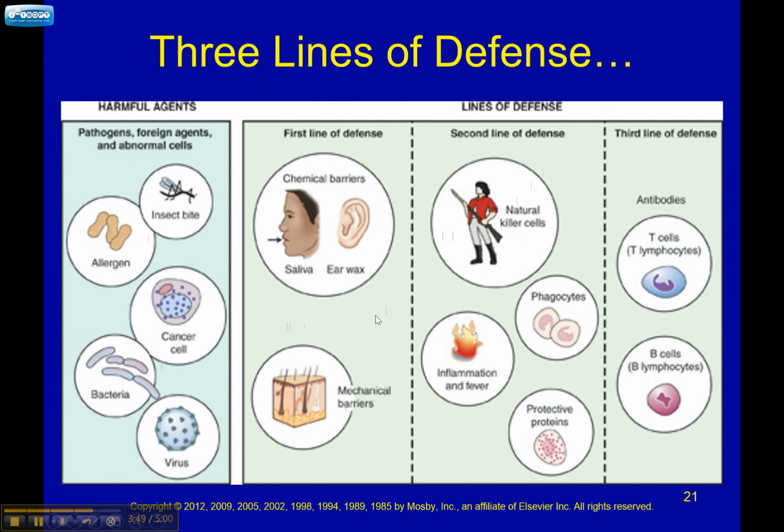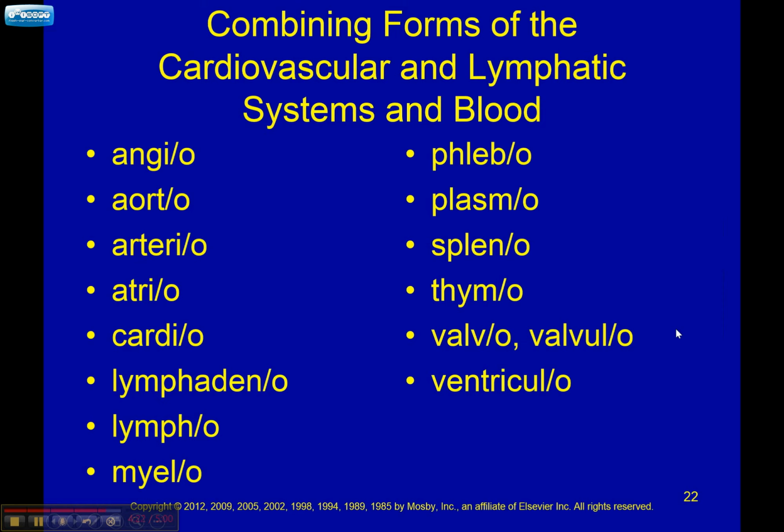Then your second line of defense, so say it made it through the first line. The second line of defense are going to be things like inflammation and fever. So if something is swollen or if you have fever, that's your body's way of trying to get rid of it. Your body also produces killer cells and phagocytes, which are things that will engulf or surround the harmful agent and try and get rid of it. And then lastly, your own body will produce these cells called T cells and B cells, and they're the things that actually produce antibodies in your body. So remember, these are the things that you need to know as well.